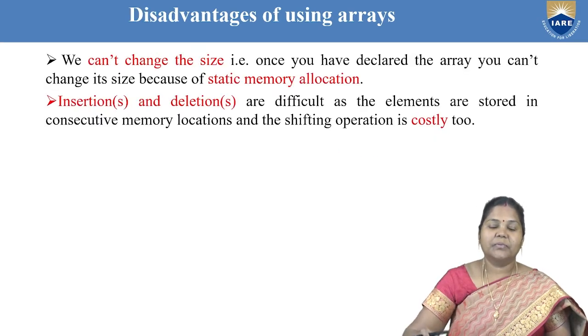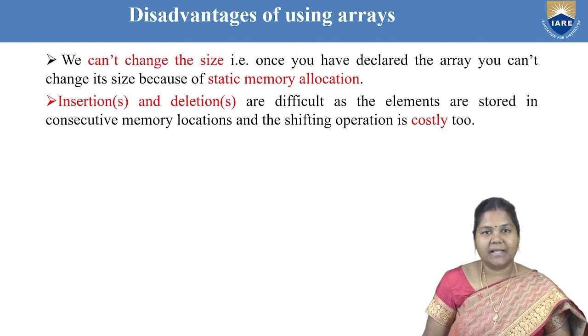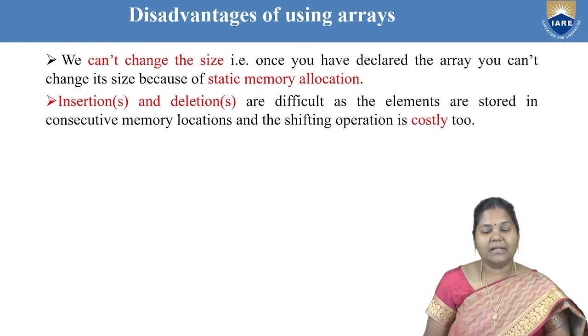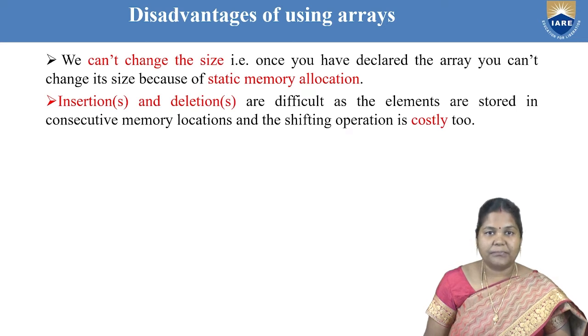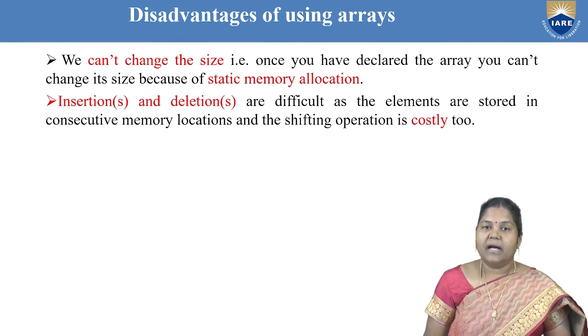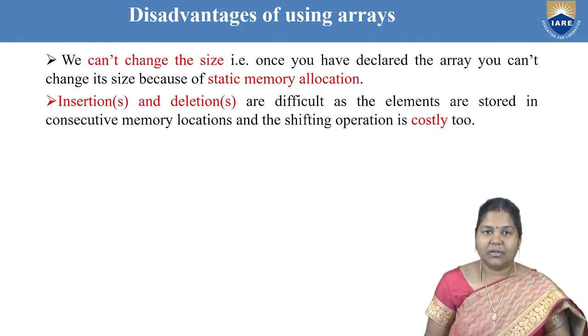Next, let us talk about the disadvantages of using arrays. We cannot change the size of an array. Once you have declared the array, you cannot change its size because of static memory allocation. Static memory allocation means that during compile time only, the memory is allocated based on the size of the array. Apart from that, insertion and deletion operations are possible on arrays, but they are difficult to perform as the array elements are stored sequentially, in consecutive memory locations.